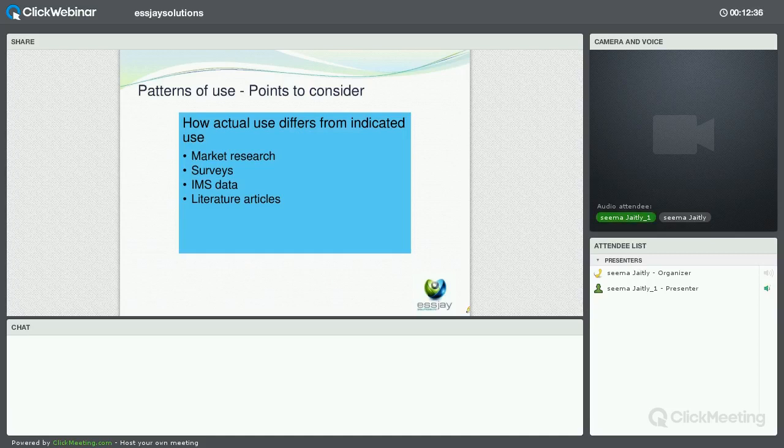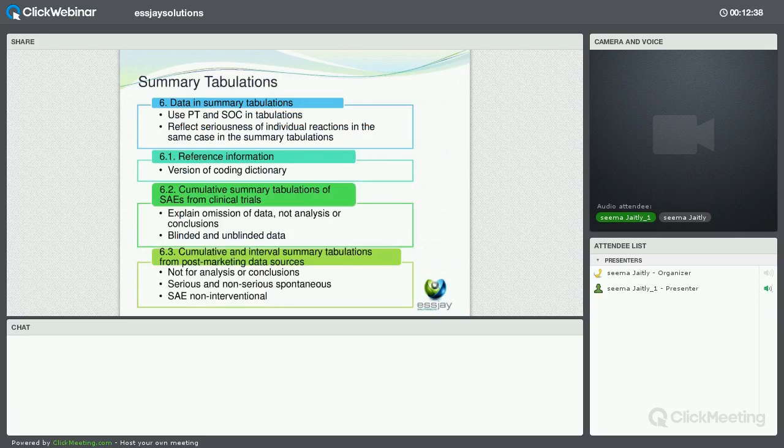Okay, so next we come on to the summary tabulations. Now here, this is quite new. Again, this is section 6. New in the sense that before we were used to presenting narratives from your CIOMS reports, a lot of detail, a lot of data within the PSUR. Now, though, you present these summary tabulations, and everything is based on those summary tabulations and the analysis and the assessment of those tabulations.